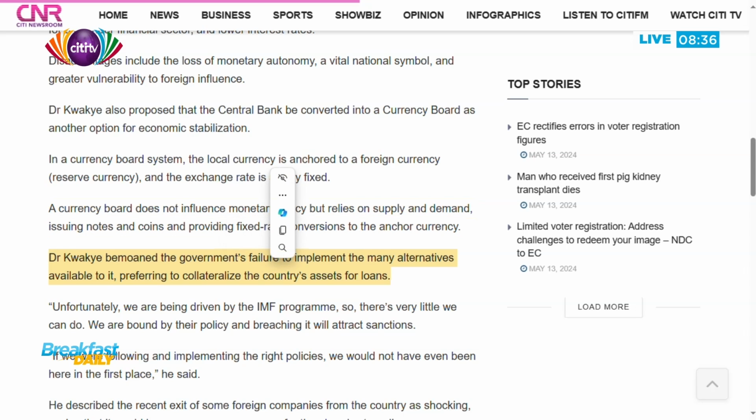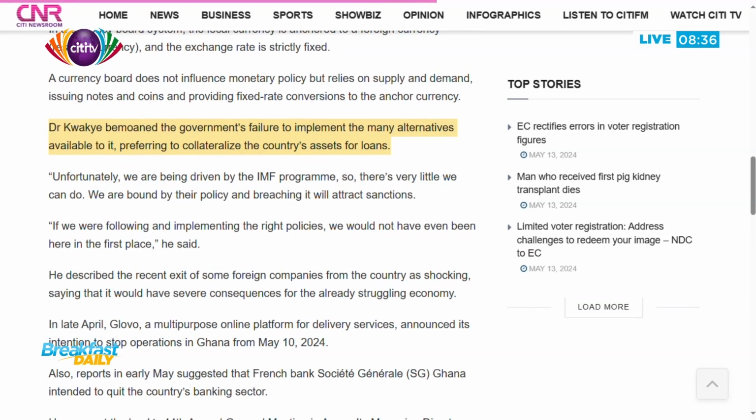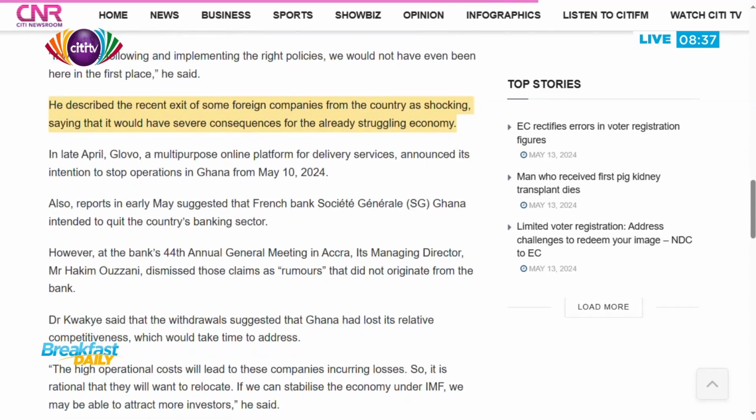Dr. Kwakye bemoaned the government's failure to implement the many alternatives available to it, preferring to collateralize the country's assets for loans. Unfortunately, we are being driven by the IMF program, so there's very little we can do. We are bound by their policy, and breaching it will attract sanctions. If we were following and implementing the right policies, we would not have even been here in the first place, he said. He described the recent exit of some foreign companies from the country as shocking, saying that it would have severe consequences for the already struggling economy.